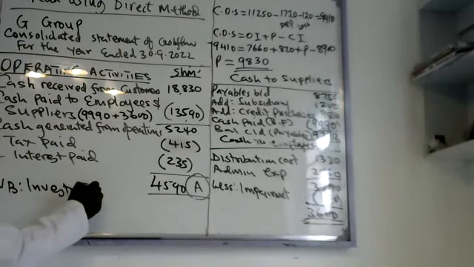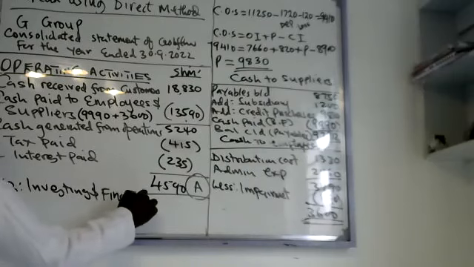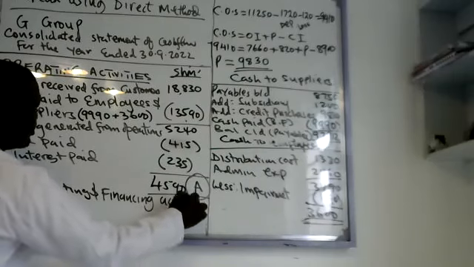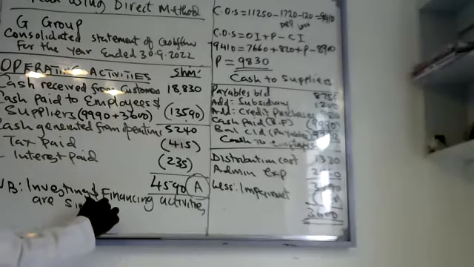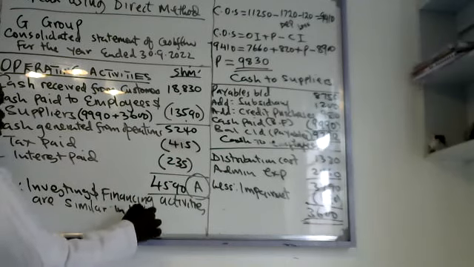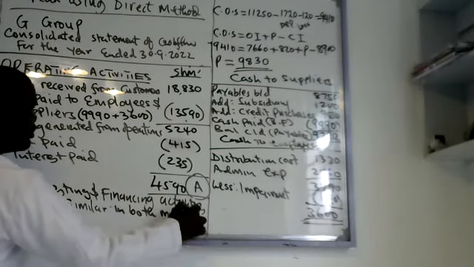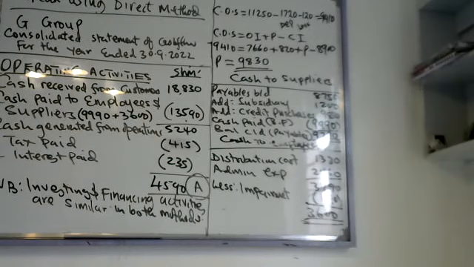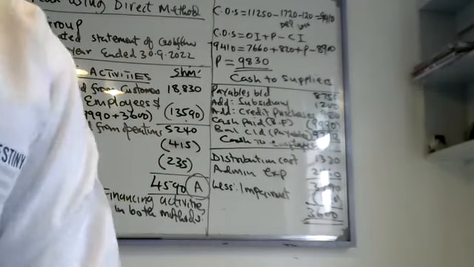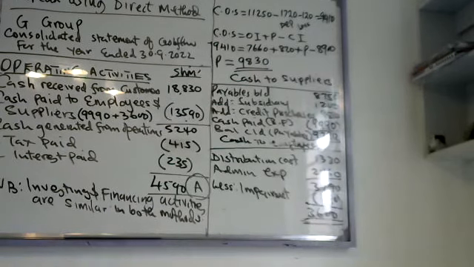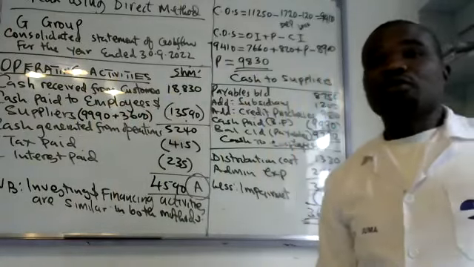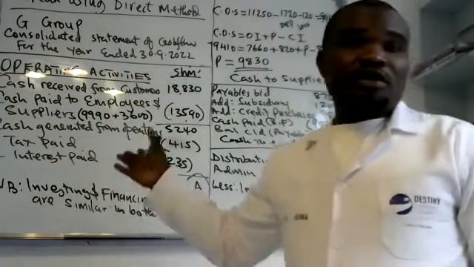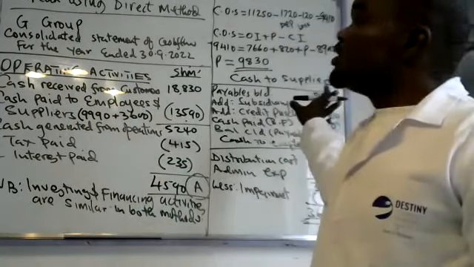Then, NB: investing and financing activities are similar in both methods. Full stop. So you don't have to repeat those two. They are the same. So that is well done. That is how that question from the last sitting was supposed to be solved. In case they tell us this time around to go for direct, that is the route.